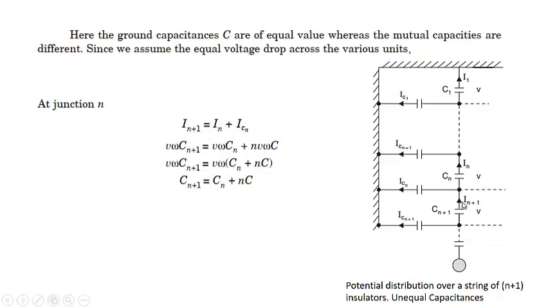So In plus 1, that is this, we are using KCL at this point. In plus 1 will be equal to In plus ICN, that's given over here. So In plus 1 will be equal to voltage multiplied by its capacitive admittance. Voltage is V, capacitive admittance is Cn plus 1 into omega. That is this, V into omega into Cn plus 1.